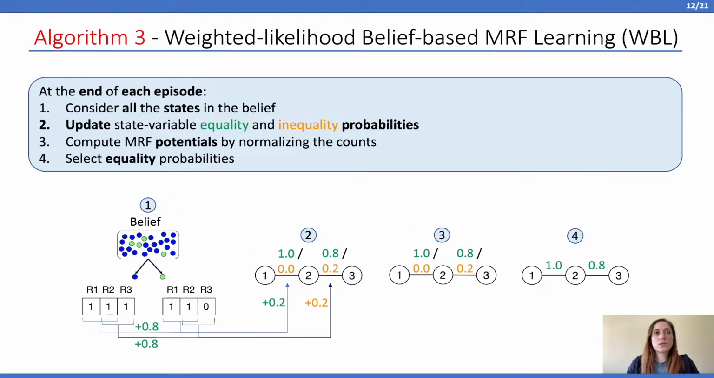The third learning algorithm we propose is the weighted likelihood belief-based MRF learning, shortened to WBL. It leverages information from all states in the belief, weighted by their likelihood. We use these values to update equality and inequality probabilities. Then, we compute MRF potentials by normalizing the counts, and finally, we consider equality probabilities.